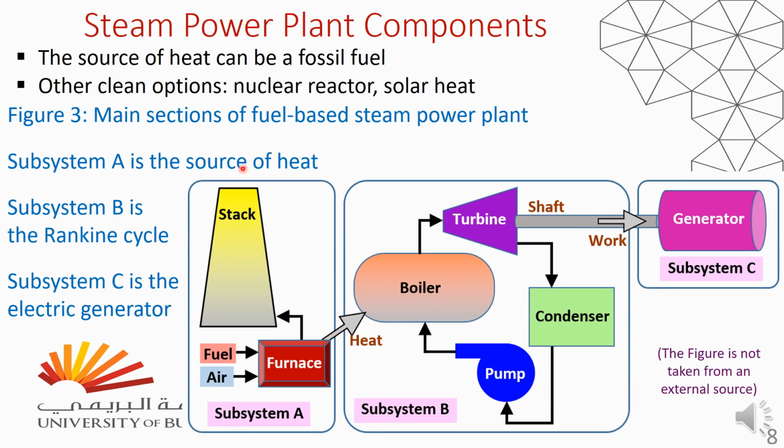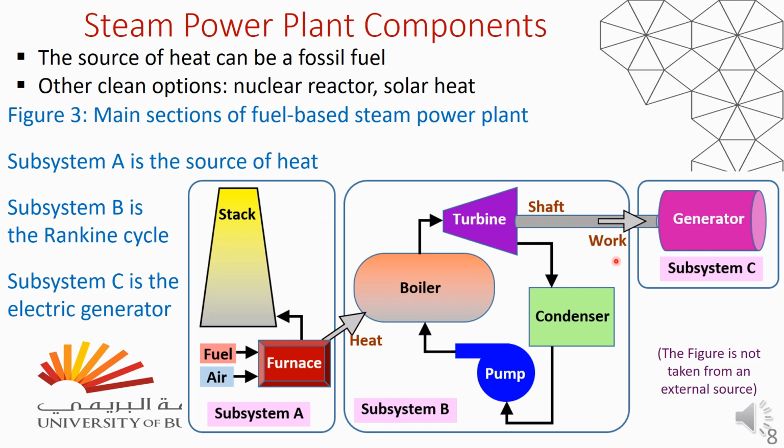This sketch shows the 3 components of a typical thermal power plant. We have subsystem A, or section A, where the heat is generated, for example here by burning fuel with air in a furnace, and the exhaust gases go out to a stack, and the heat is delivered to subsystem B, which is the Rankine cycle. But you don't need to burn fuel. You can use a clean energy source like a nuclear reactor, or you can use solar heating.